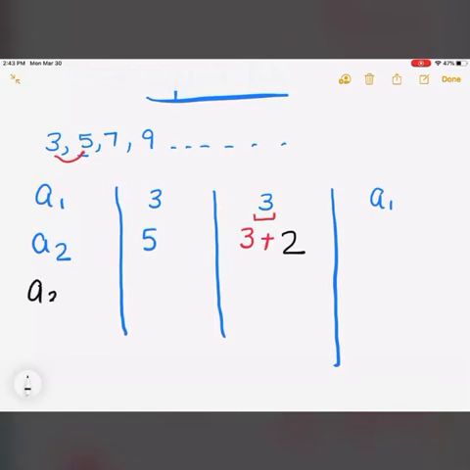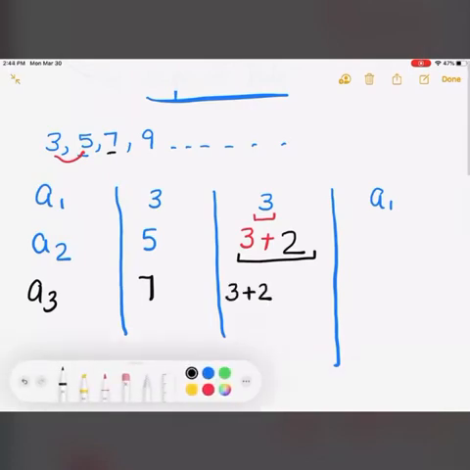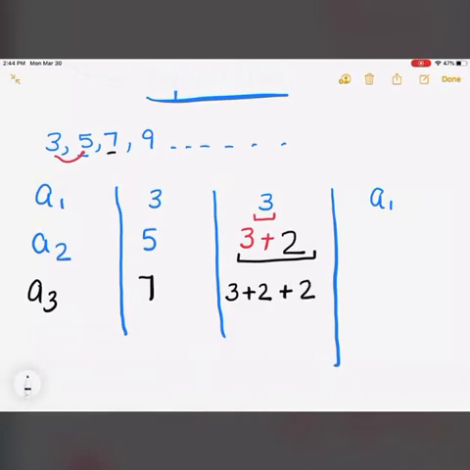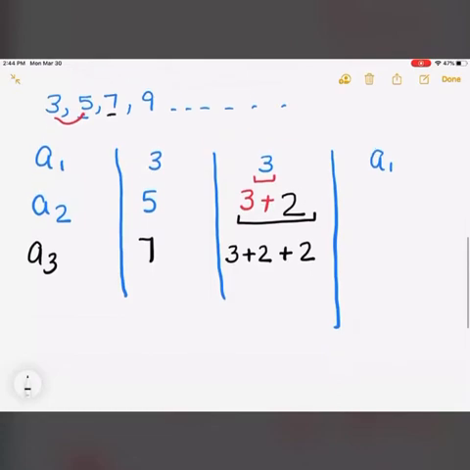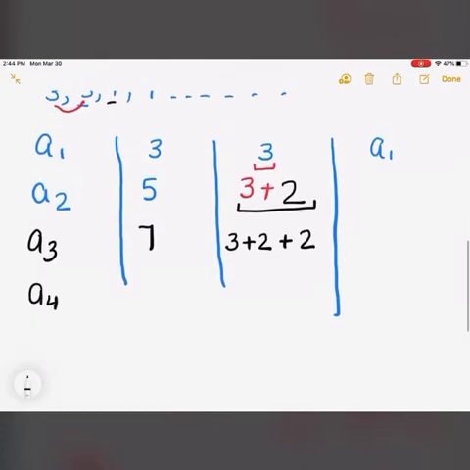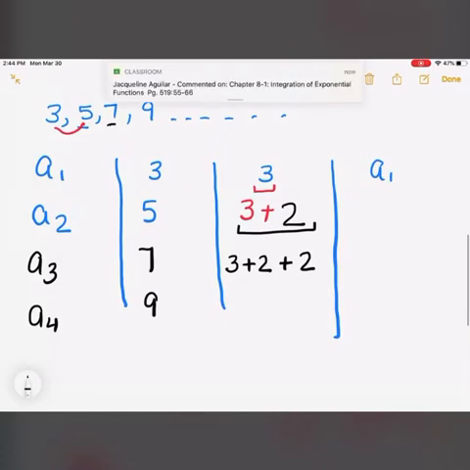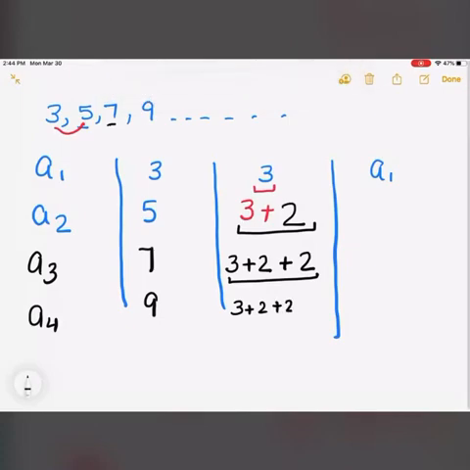Okay, let's say my third term. By looking at this sequence, I know it's 7. Let's just follow this pattern here for this column. If I take this whole expression, which is 3 plus 2, and add another difference to that, it makes 7 still, isn't it? Right? Let's look at the next term, which I already know is 9. But how about if I take all of these, which is 3 plus 2 plus 2, and add another difference to that, isn't it?